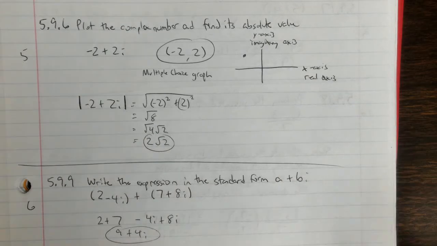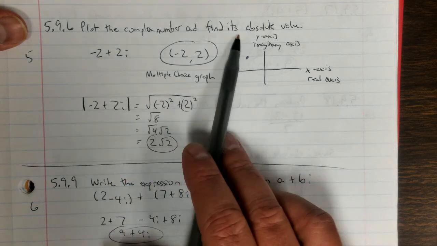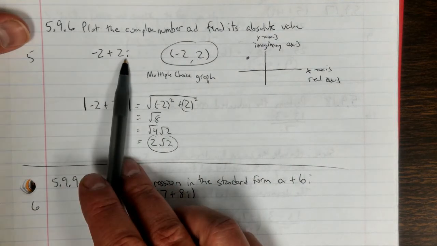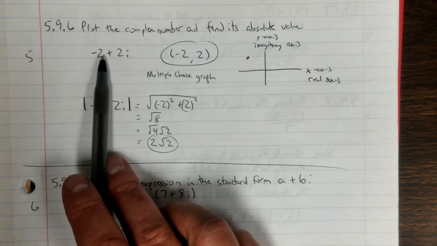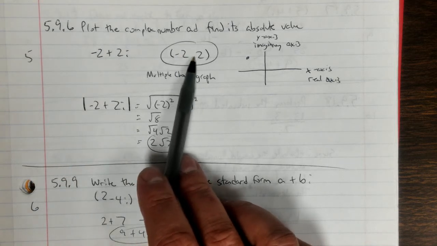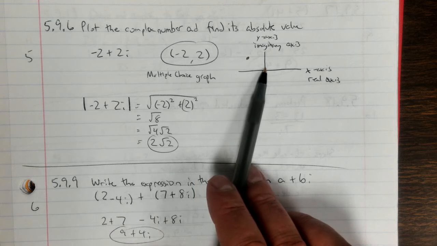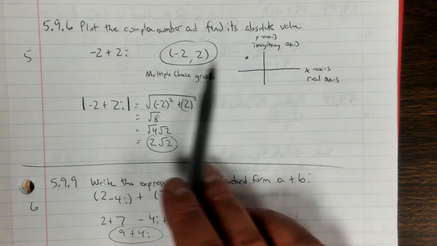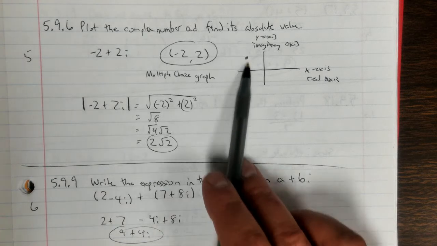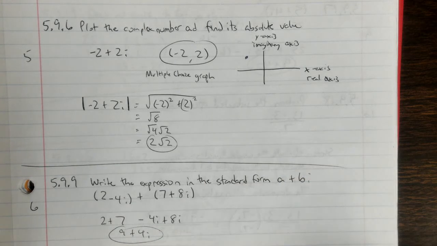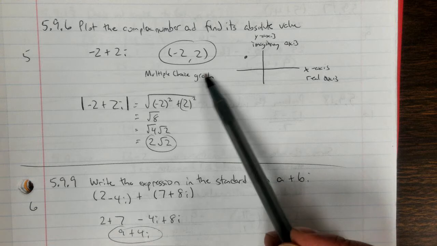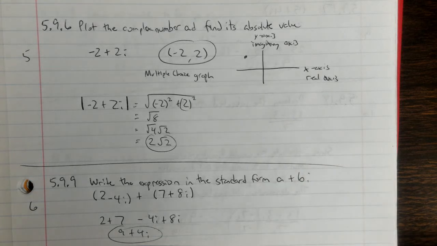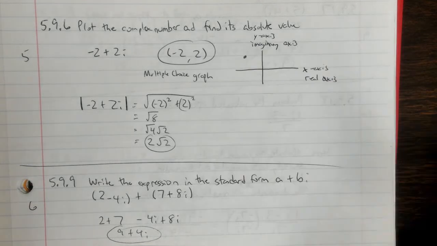On our next one, we want to plot the complex number and find its absolute value. This one has -2 plus 2i, and so based on what we just did, this would be the ordered pair -2, 2, which would go left 2 and then up 2. So on your real axis, it's -2, and on your imaginary axis, it's +2. And this is one where there's a multiple choice graph. So you pick the graph that goes through that point.